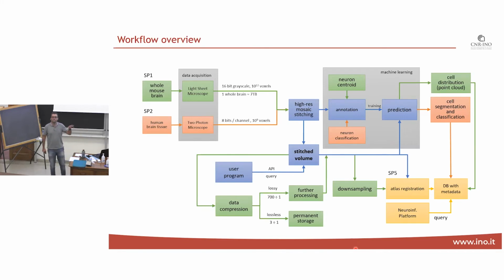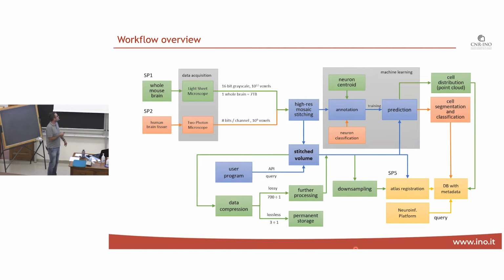So our pipeline might seem complicated, and it is. We do light sheet microscopy, we do 2-photon microscopy. We have different streams of data. For example, we can have grayscale images, color images, different kinds of resolutions.